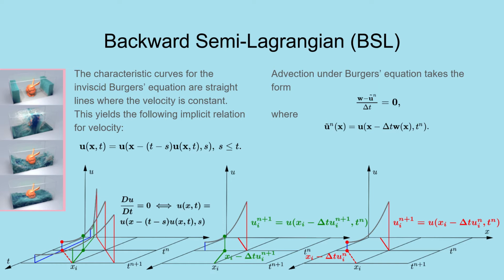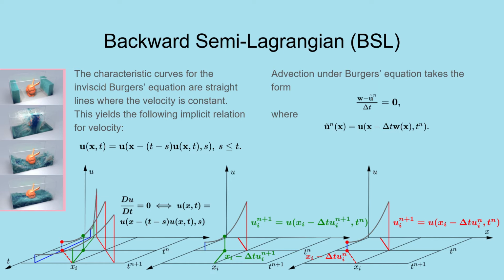A more accurate approach is BSL, or backward Semi-Lagrangian. In this approach, the implicit formula for the velocity is used in combination with a root-finding algorithm such as Newton's method to solve for the exact characteristic through xi, as shown in the middle of the figure. Hence, the problem is to find the velocity field, W, satisfying the equations on the right.